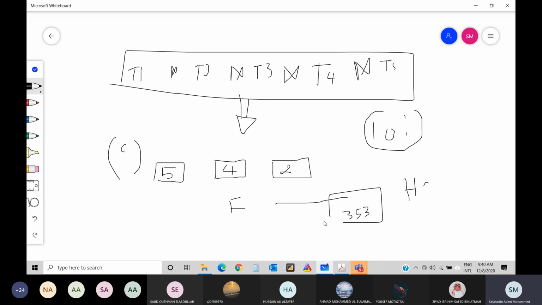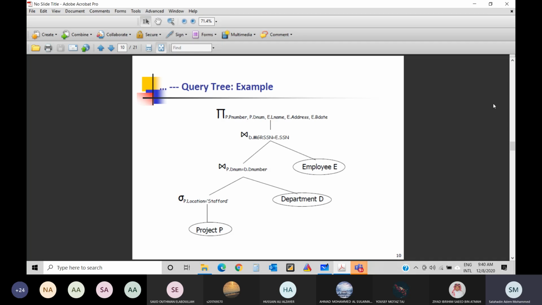Anyway, heuristics means he will try to guess the optimum one. He will try to guess the optimum one because he knows that finding the optimum one will take a lot of time, maybe even more time than the execution. Did you understand, Ali? This is what I'm saying here.